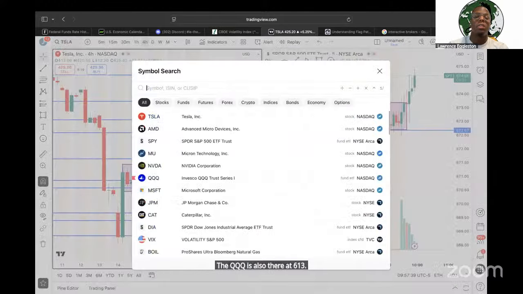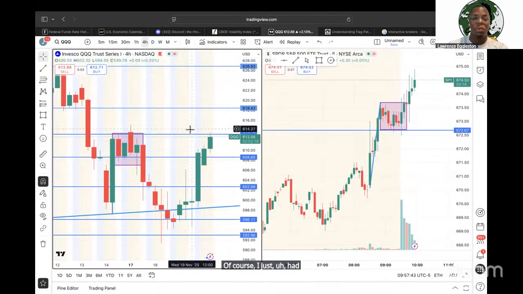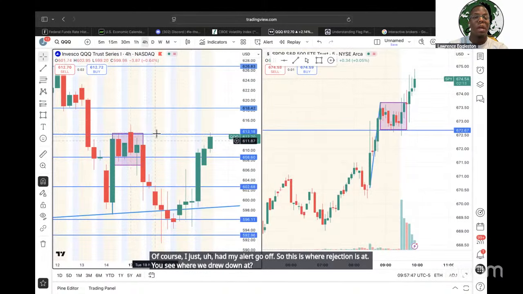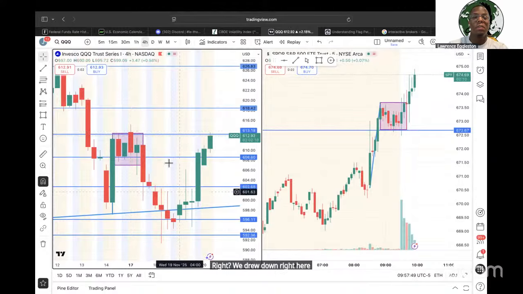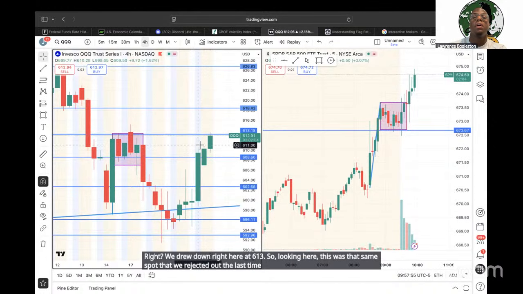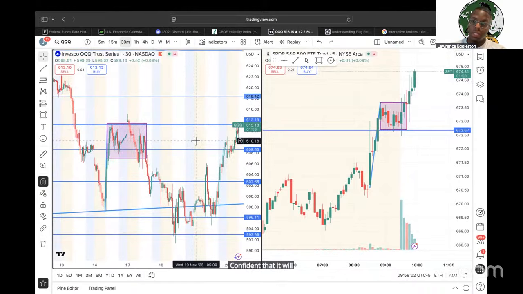So let's look at the Qs now, because it just had my alert go off. So this is where rejection is at. You see where we drew down at, right? We drew down right here at 613. So looking here, this was that same spot that we rejected out the last time. Let's see if that same thing happens here now. Confident that it will, but let's see if we get another rejection.